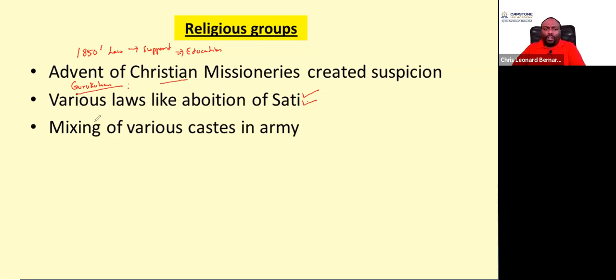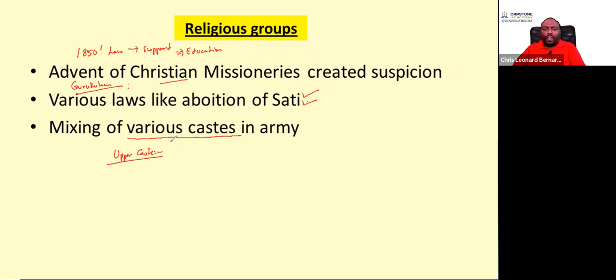And moreover, the British started mixing various castes in the army. This created a lot of resentment because the upper caste had dominance. What was there in the village, the same thing was brought into the army, the same caste. A lower caste person could not be posted, elevated, or given promotion higher than an upper caste person. Only an upper caste person would get all the privileges in the army.